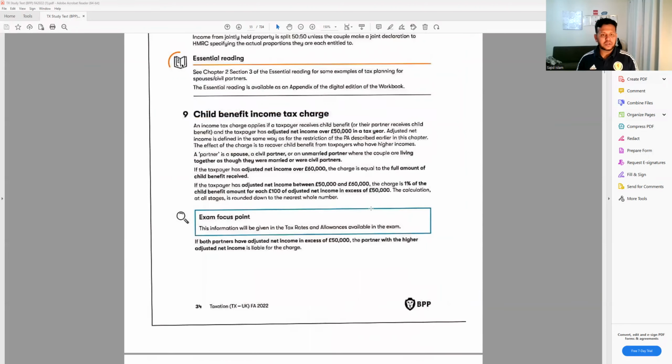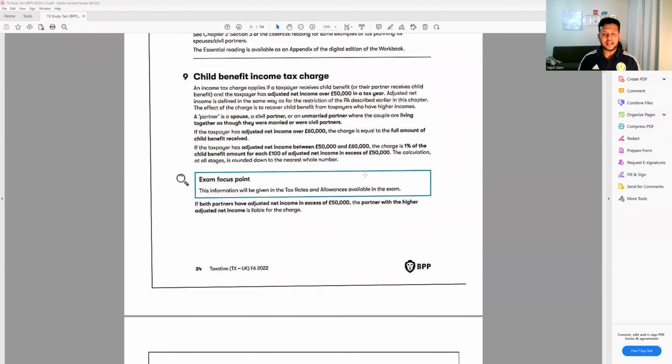So let's have a look at child benefit income tax. An income tax charge applies if a taxpayer receives child benefit, or their partner receives child benefit, and the taxpayer has adjusted net income over 50,000 in a tax year.